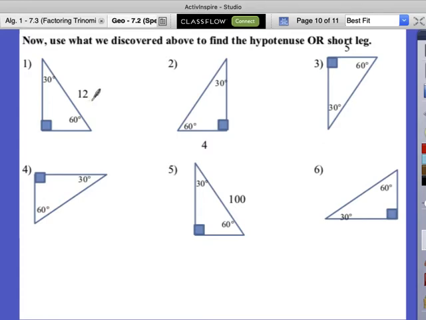I want you to find either the short leg or the hypotenuse. So on 1, you already have the hypotenuse, so what would we find? On 2, we already have what? So we find the hypotenuse. So on and so forth. On 1, 2, 3, and 5, I want you to find either the short leg or the hypotenuse, whichever one we don't have. When you have all 4 of them, or have questions, raise your hand.